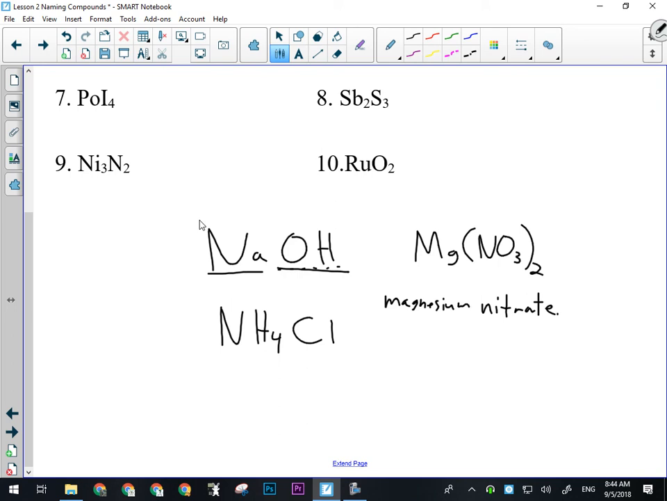Now the reason that we have brackets and a number outside of the brackets is because of the drop and swap. So if I'm looking at this compound in terms of a drop and swap, magnesium has a 2+ charge, nitrate has a -1 charge. So when I drop and swap, the 1 would come over here, but we don't write ones, and the 2 comes over here, but I can't write it here, because then it's 32 oxygens and 1 nitrogen, which is not the same as saying 2 nitrates.